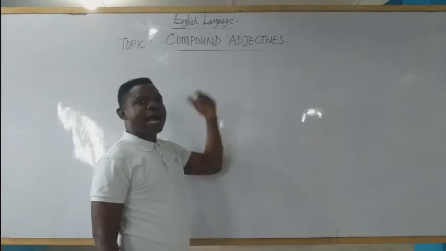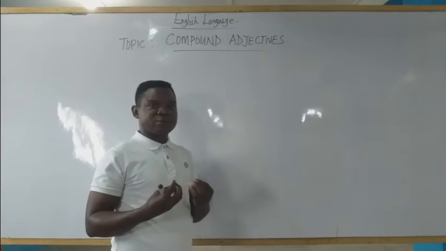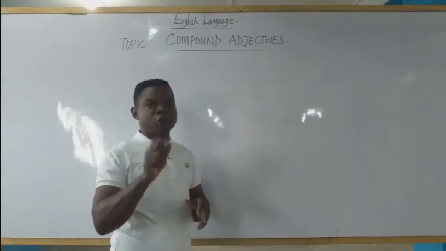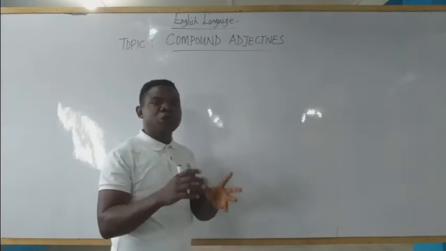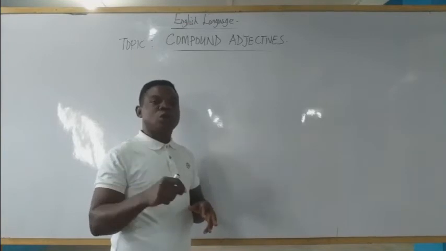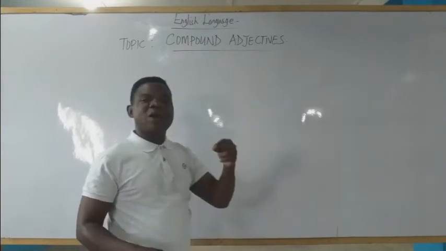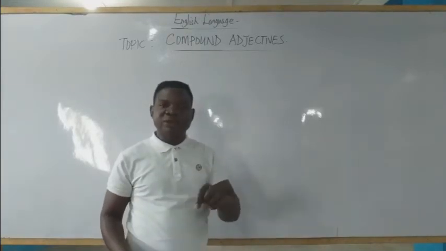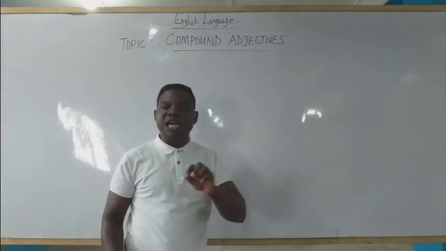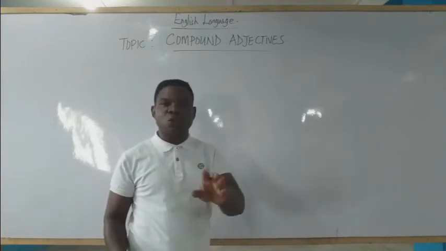Now, how do we form adjectives in compound form? Do not forget that compound words are words that are formed by joining two or more components using a hyphen. When you form a word from two or more words with the use of a hyphen, such a word is called a compound word. But this one is compound adjectives. Compound adjectives are adjectives that are formed by joining two or more components of words using a hyphen. But then such a word is used as a modifier to a noun.